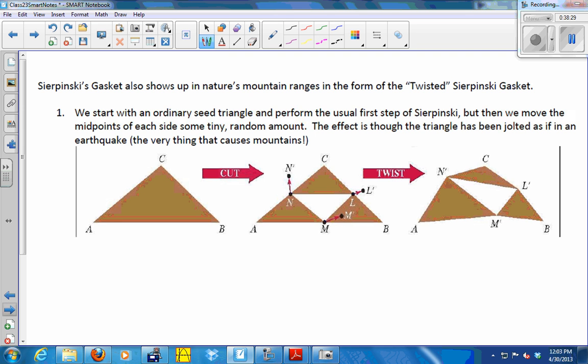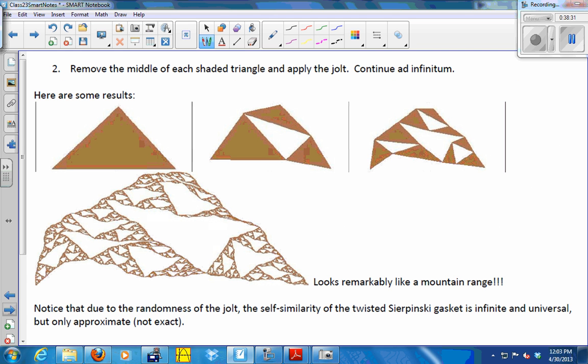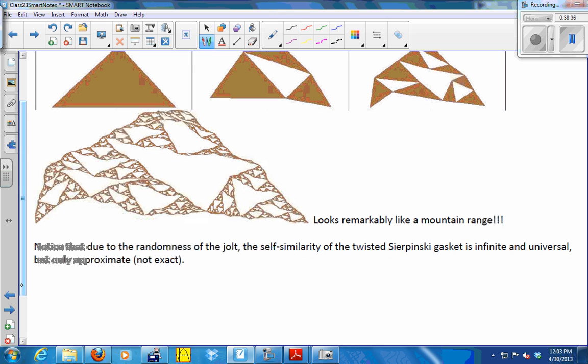Then you repeat the process. Remove the middles, jolt again. Remove the middles, jolt again. Do it many times, and you get this thing that looks remarkably like a mountain range. Kind of interesting. And just to point out, because the jolt is random, we have self-similarity.